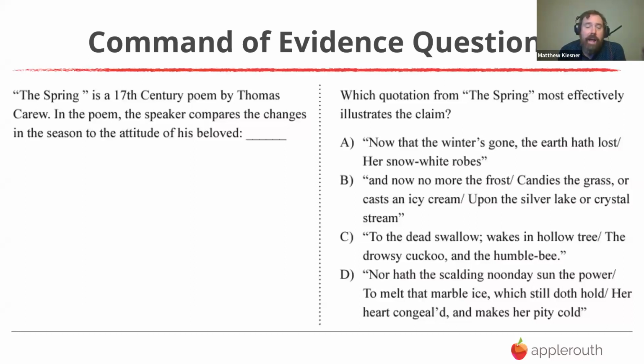And what's wild about this is that you don't get to read Thomas Carey's The Spring, but you have to use the context in there to figure out which one supports that claim. And so you'd want to go through and find the answer that makes sense. It makes that comparison there.